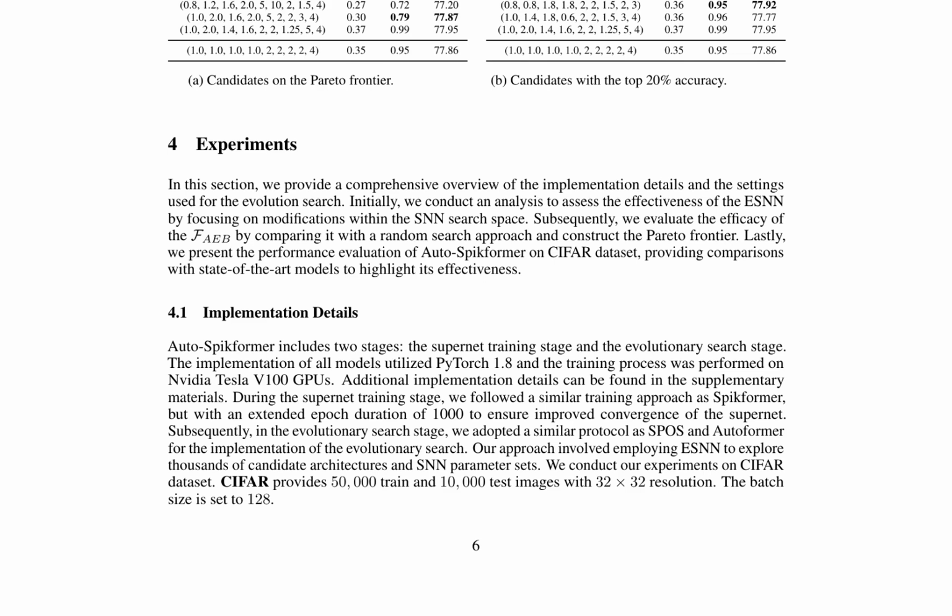The implementation of Auto-Spikformer involves a supernet training stage and an evolutionary search stage, leveraging PyTorch 1.8 and NVIDIA Tesla V100 GPUs. Experiments were conducted on the CIFAR dataset, focusing on modifications within the SNN search space. A key aspect of this research is the comparison of FAEB with a random search approach, providing valuable insights into the efficacy of each method. By exploring the Pareto frontier and evaluating the performance of various models, this study contributes to the development of energy-efficient SNNs for image classification tasks.